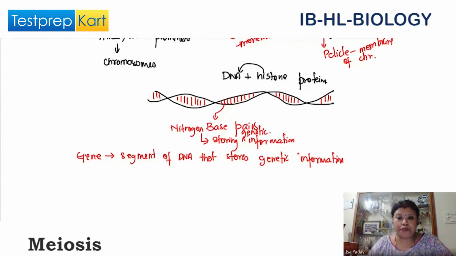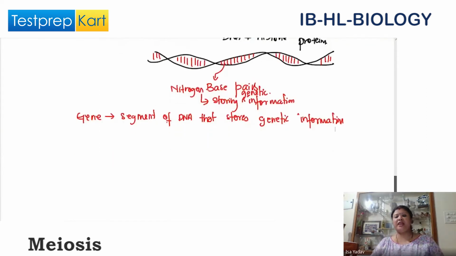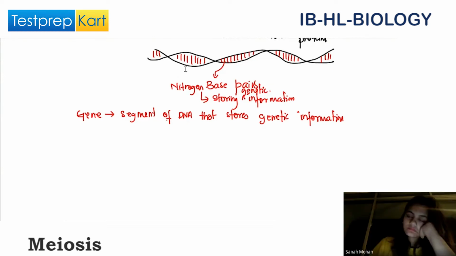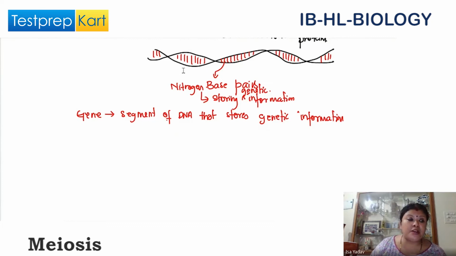So now, our DNA is present inside. So see, every gene is nothing but having a nitrogen base pair. Complementary base pair will be there. Okay, and these base pairs will help us to recognize the different genes.